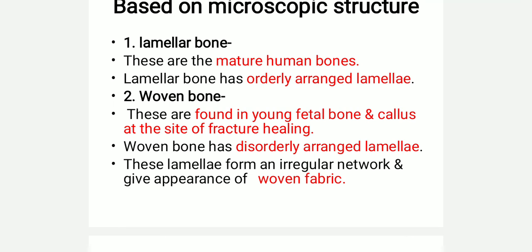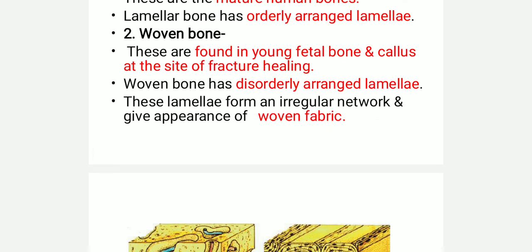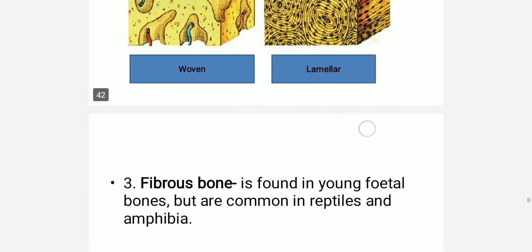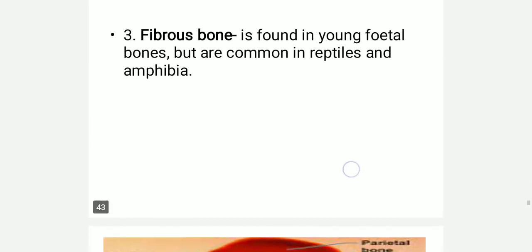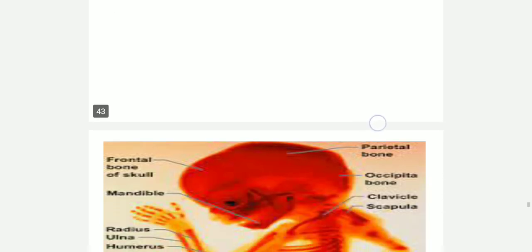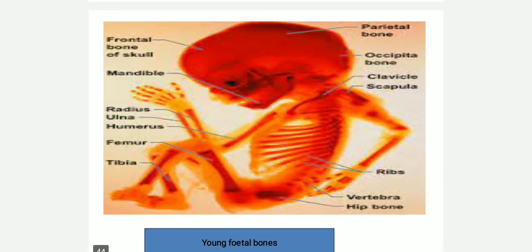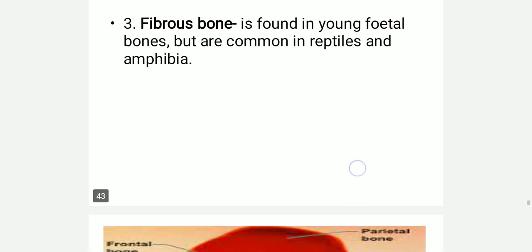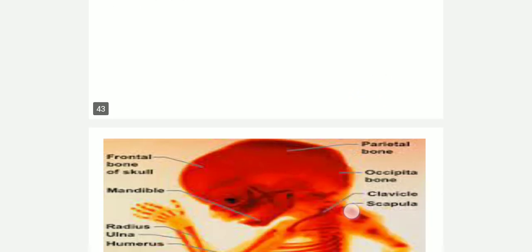Okay, lamellar bone is seen in the mature human bones. Lamellae are arranged orderly, whereas woven bone is found in the young fetal bone and in the callus at the site of fracture healing. Disorderly arranged lamellae form an irregular network and give the appearance of woven fabric, so it is known as woven bone. Then fibrous bone. Fibrous bone is found in the young fetal bones, but is common in reptiles and amphibia. This is the diagram of the fibrous bone.